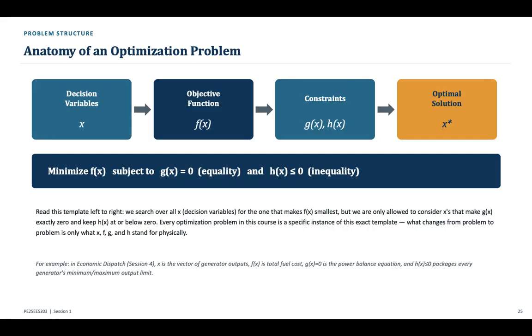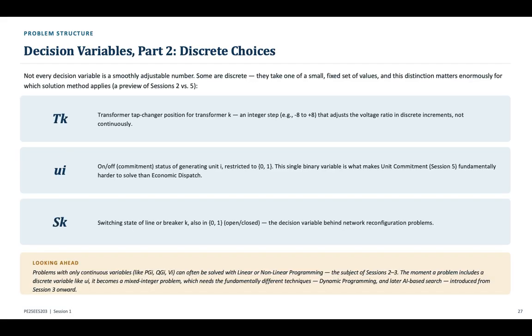Then we have discrete variables. When you look into the discrete choices, not every decision variable is a smoothly adjustable number. Some are discrete. They take only a small fixed set of values, and this distinction matters enormously for which solution method applies. See, transformer tap changer position for transformer k, an integer step, for example -8 to +8, that adjusts the voltage ratio in discrete increments, not continuously.